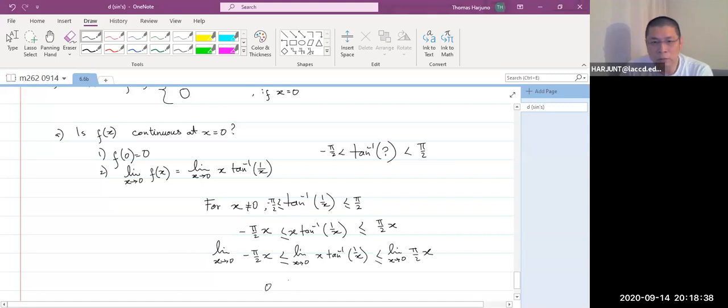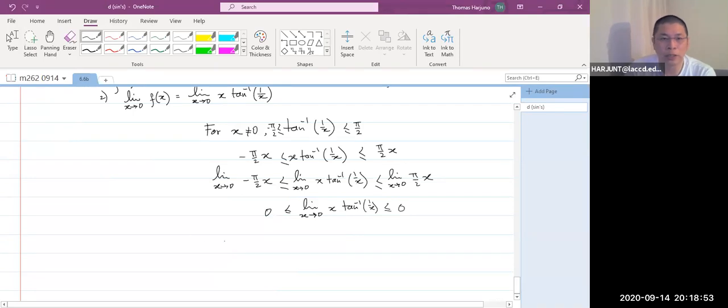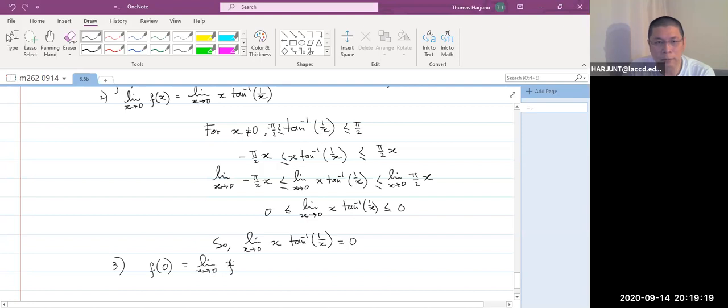But the left hand side is 0, the right hand side is also 0. So from there, by squeeze, we get the limit as x approaches 0 of x tangent inverse 1 over x equals 0. Step 3, f(0) equals the limit as x approaches 0 of f(x), which implies f(x) is continuous at x equals 0.